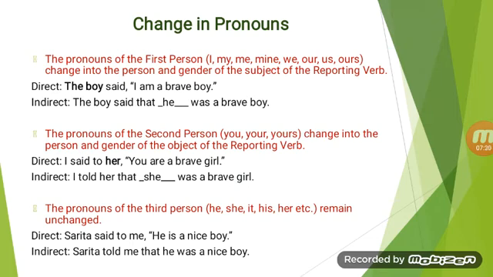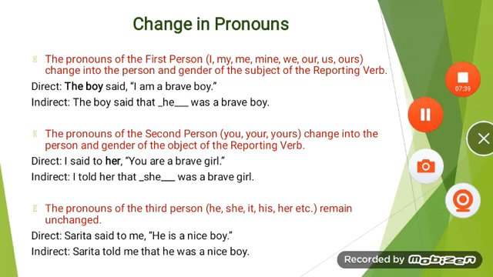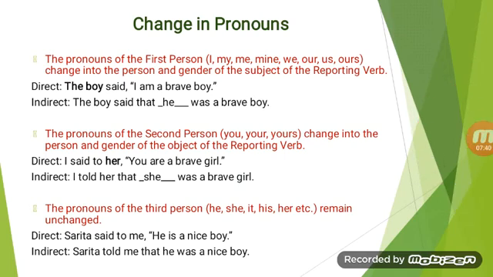Now let's move to the next rule. The pronouns of the second person, you, your, yours, change into the person and gender of the object of the reporting verb. Like in direct speech, I said to her, you are a brave girl. Here the object of the reporting verb is the word her, which is also highlighted.